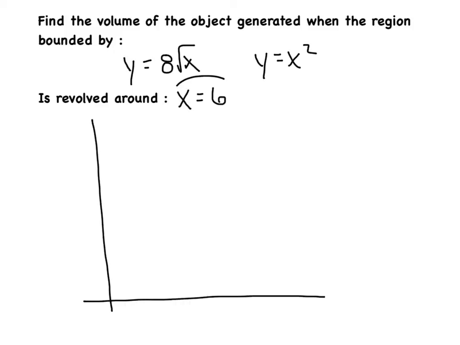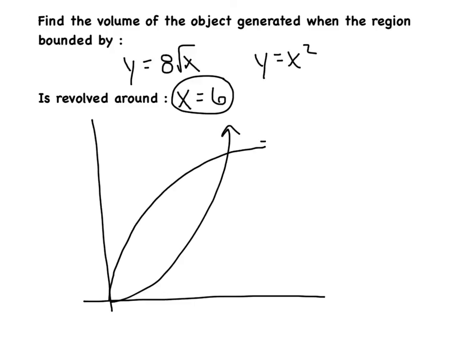Again, my axis of rotation is vertical, therefore my slices are horizontal, therefore everything, including both the function and the bounds, will be in terms of y. So let's say there's my y equals x squared, there's 8 radical x, and here's my axis of rotation over here at 6, because remember the intersection was at 4, so my axis of rotation is clearly off to the right.